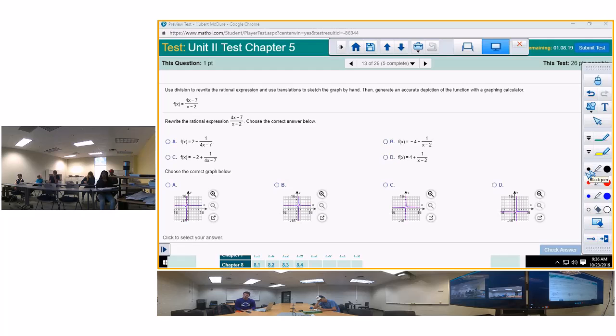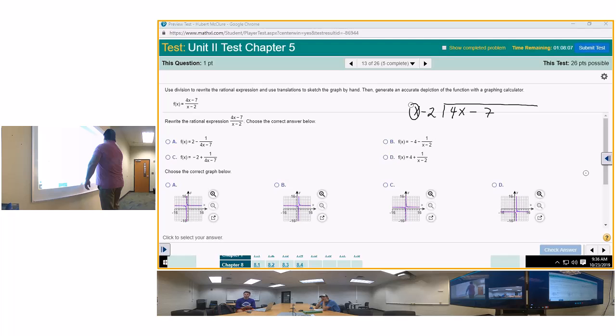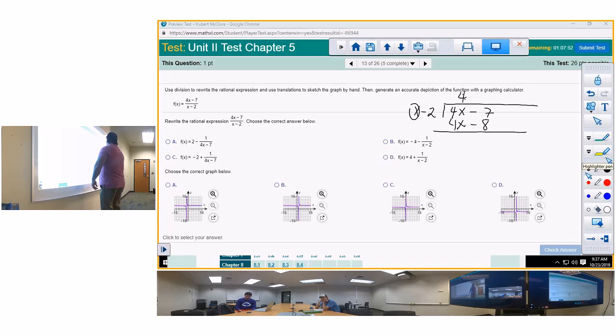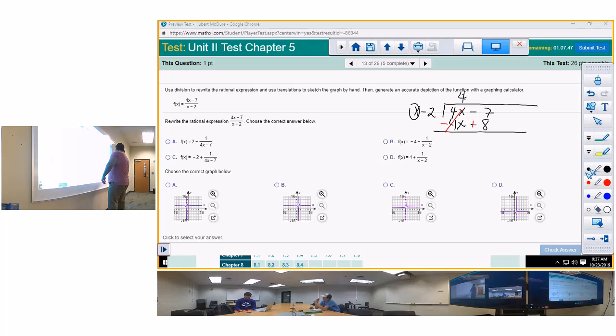X minus 2 into 4x minus 7. How many times will x go in? First of all, x to the first, x to the 0, x to the first, x to the 0. So nothing's missing. So x will go into it 4 times. 4 times x is 4x. 4 times negative 2 is negative 8. We always subtract. That goes out, that turns to a positive. We got a remainder of 1.